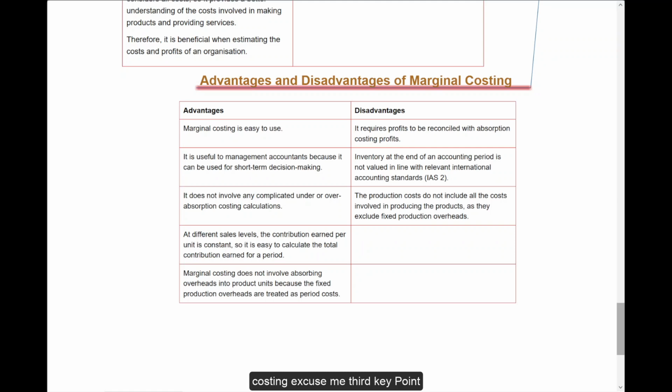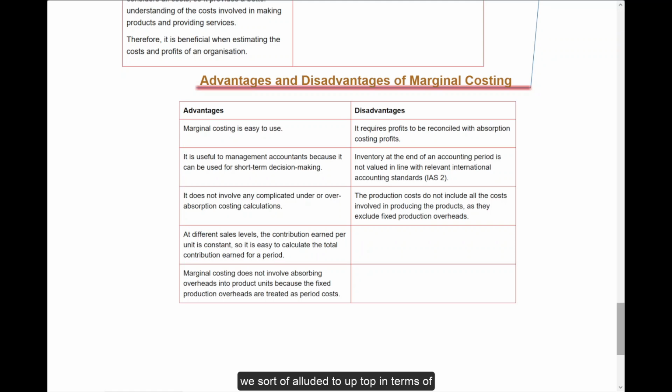Third key point, there's no need for any consideration of under-absorbing or over-absorbing fixed overheads. Outside of that, number 4, the contribution is a key number, isn't it? Because then we can link it to fixed costs for the period. So it actually makes contribution per unit easy to calculate and easy to figure out total contribution as well. Okay. Outside of that, just a final reference to the mechanics, i.e. fixed overhead treated as period costs. You could call that an advantage. You could also call it a disadvantage, as we alluded to up top.